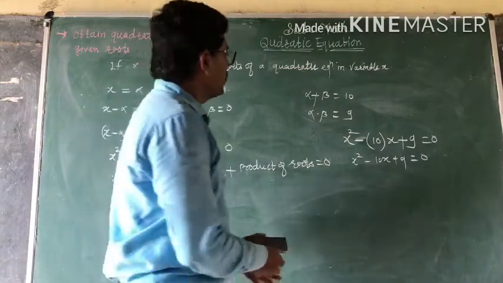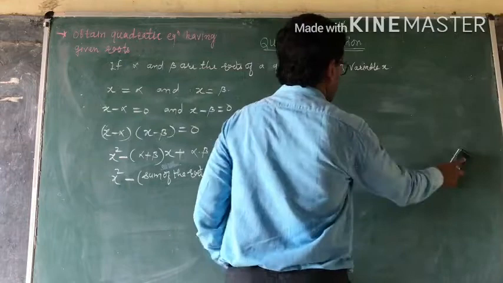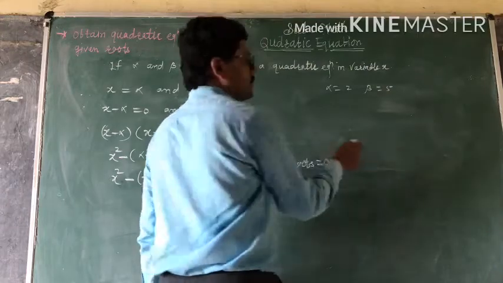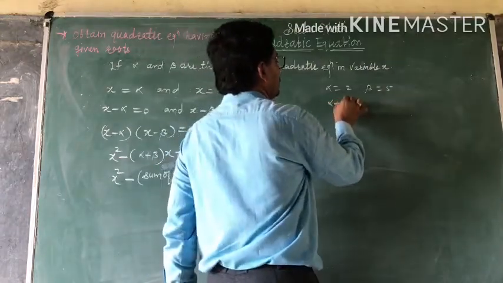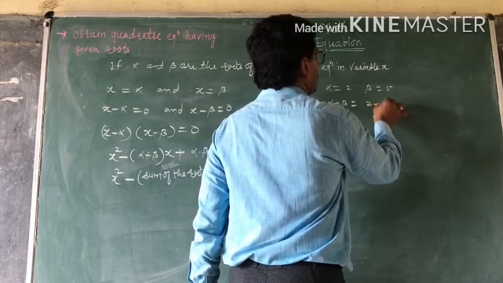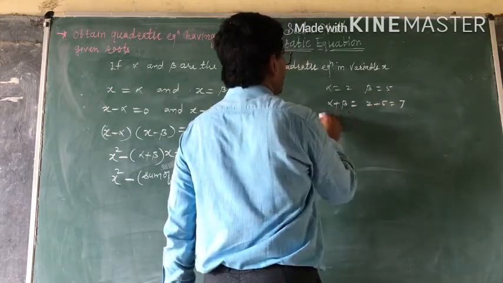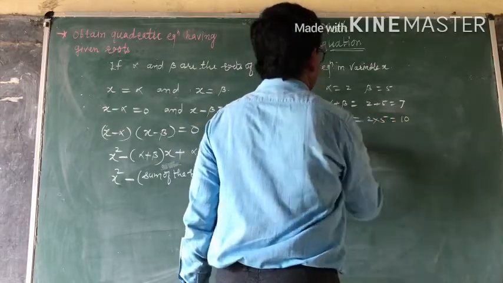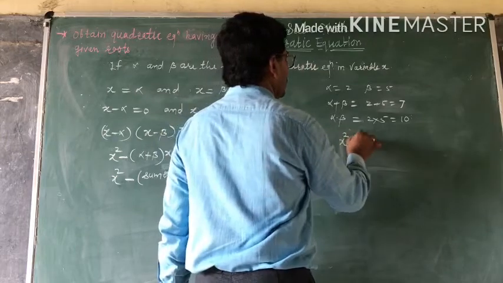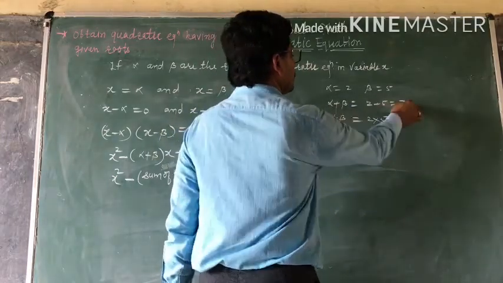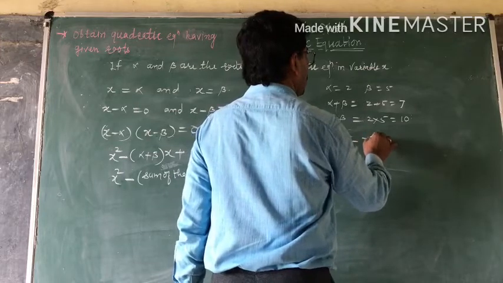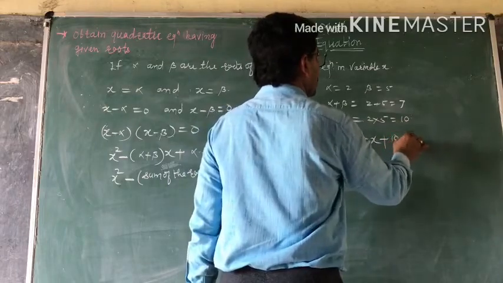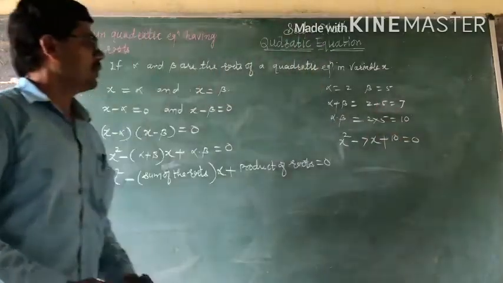If alpha is equal to 2 and beta is equal to 5, then what is the quadratic equation? First find alpha plus beta, which is 2 plus 5 is equal to 7, and alpha into beta is 2 into 5 is equal to 10. Then form the quadratic equation: x square minus the sum of the two roots, 7, into x, plus the product of the two roots, 10, is equal to 0. This is the quadratic equation.